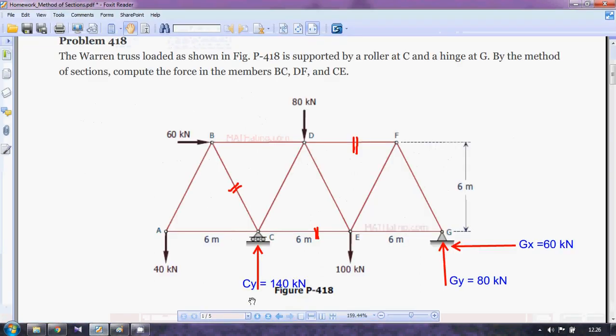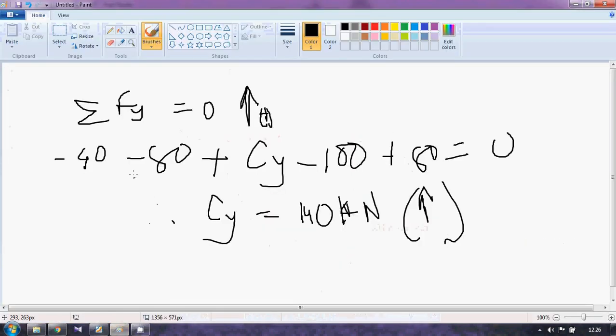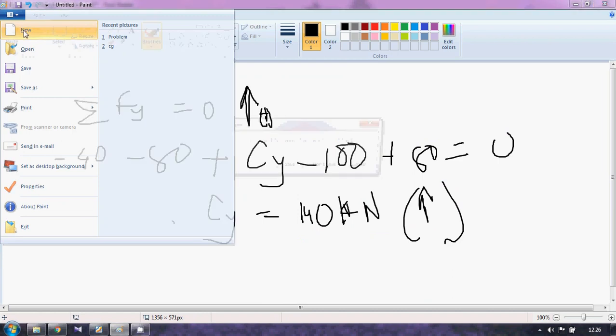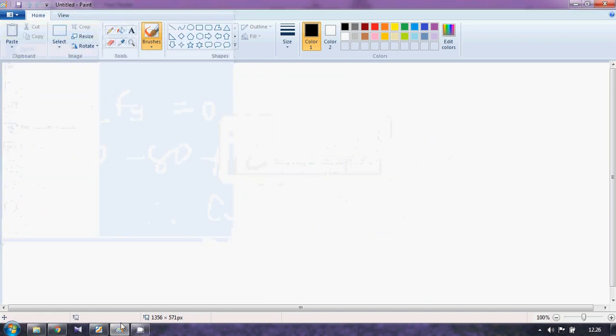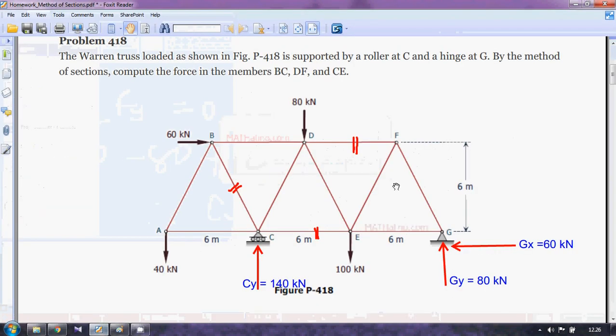The assumed direction is correct. So the reaction we have calculated. Now let's start calculating the forces. Okay, at first there are three member forces, correct? BC, DF and CE. We have to calculate.